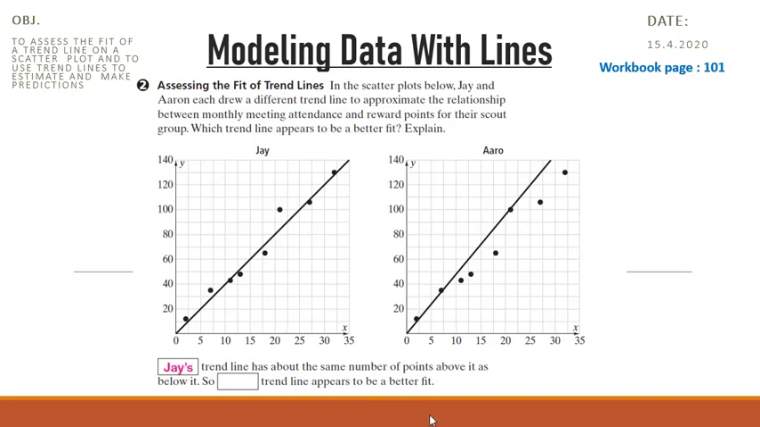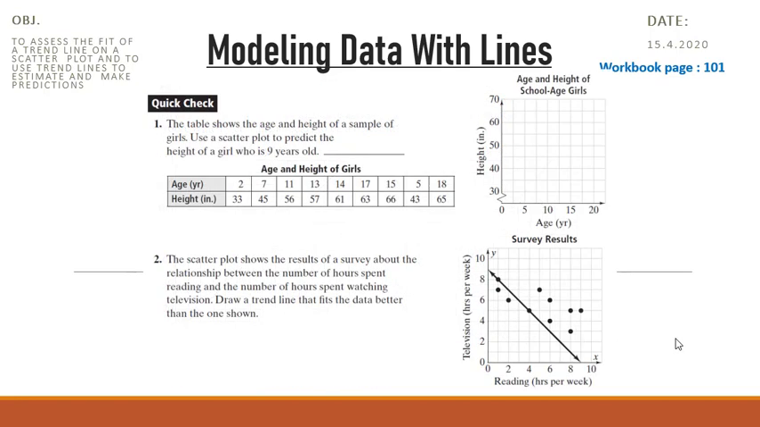J's trend line has about the same number of points above it and below it, on the two sides of the line. So J's trend line appears to be the better fit. Okay, so in this question we just judge which one is better. Let's move to the next.